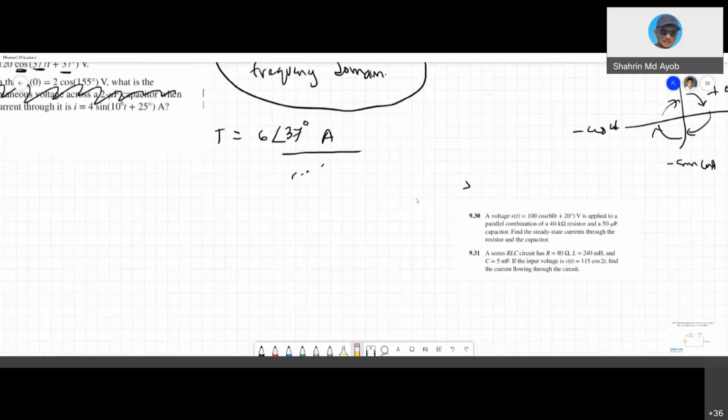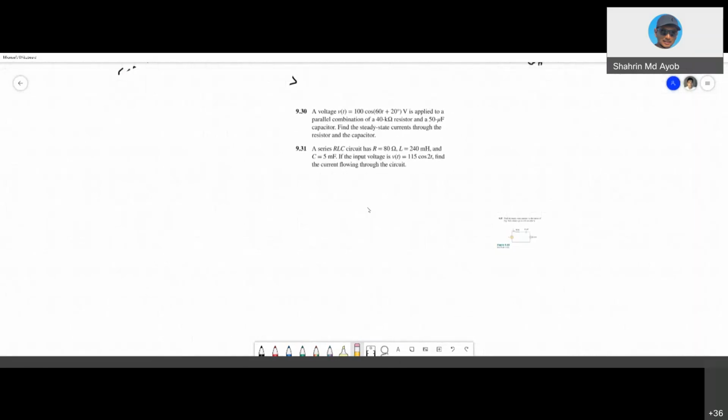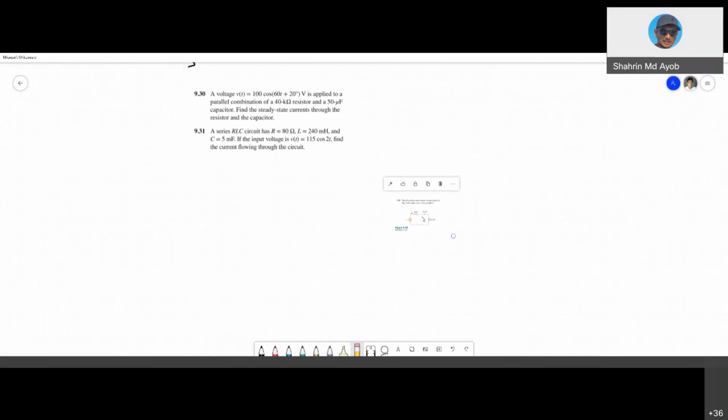Actually, this Microsoft Whiteboard, they have actually reverted back to the original version, which is very good. Okay, so 9.30.